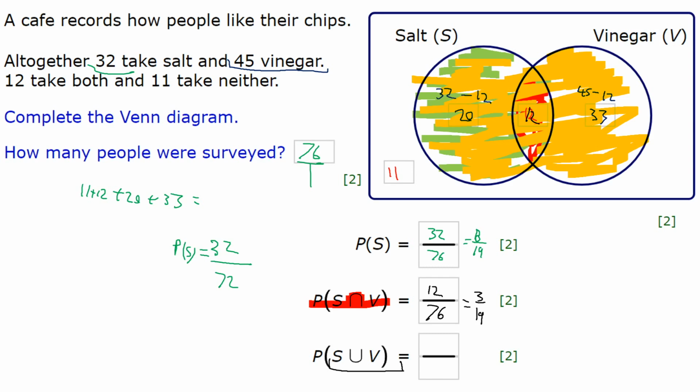Well, we know that there's 11 out, so it's going to be 76 minus 11, right? Because 76 is in total, 11 is on the outside, all divided by 76. And so what we're left with is an answer of 65 over 76. Okay? And that is our final answer.